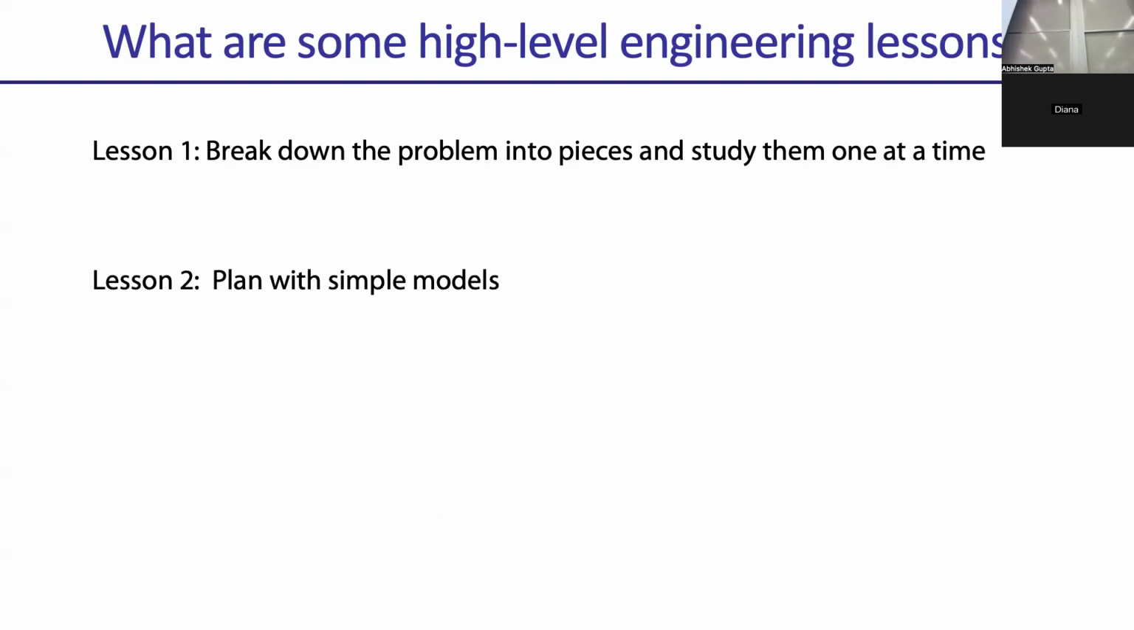Second is plan with simple models. There's always a trade-off between computational complexity and accuracy. And often you want to err on the side of a simpler model and account for the model error in a different way.